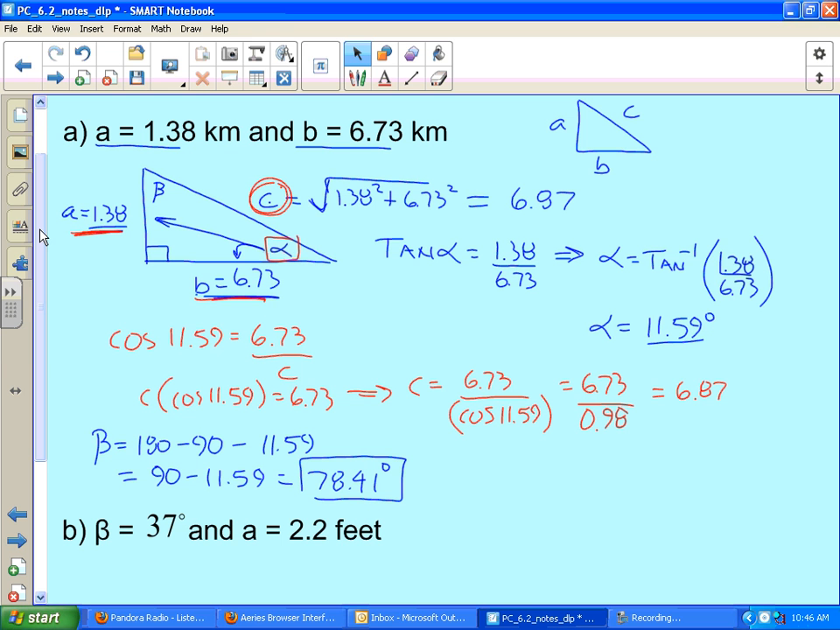All the angles of the triangle add up to 180. Well, that's what I was saying. I don't actually physically need to do 180 minus 90, because for a right triangle, the two acute angles will always add up to 90.